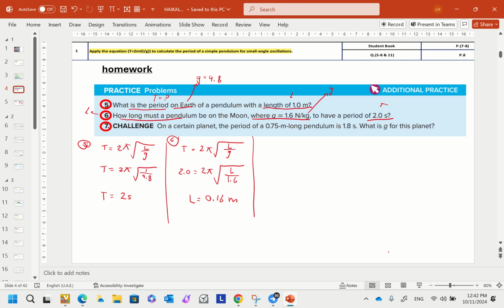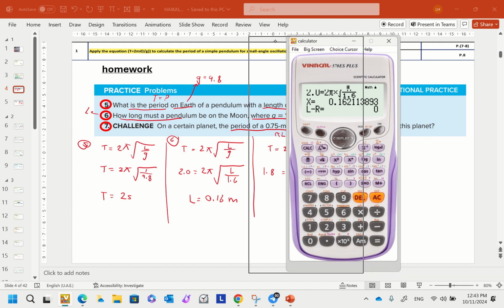Challenge: on a certain planet, the period of a 0.75 meter long pendulum is 1.8 seconds. So he gave me the length of the pendulum, and he also gave me the period of the pendulum. What is g for this planet? T equals 2 pi the square root of L divided by g. T is given to be 1.8 seconds, equals 2 pi the square root of L. L is 0.75 and g is unknown. Using the calculator, you can do the same thing and solve for g.